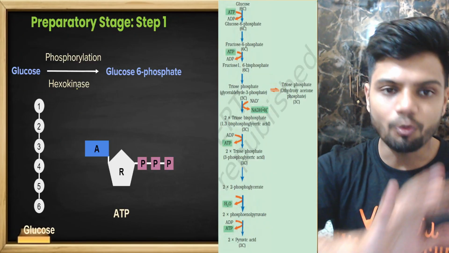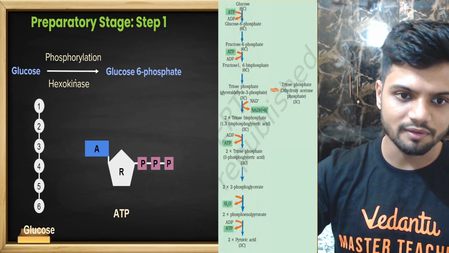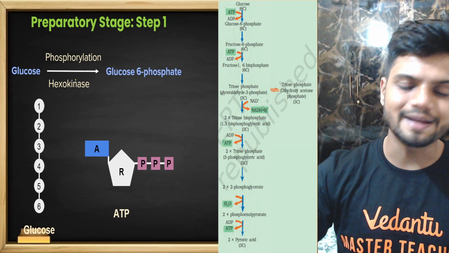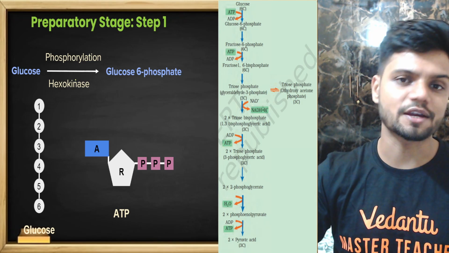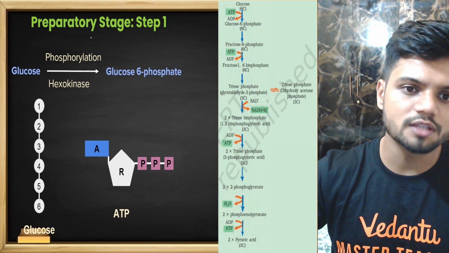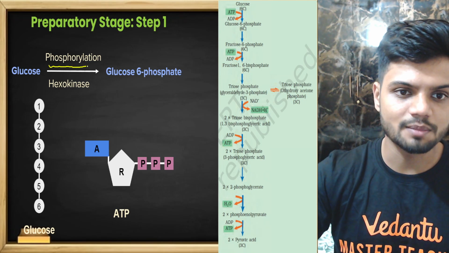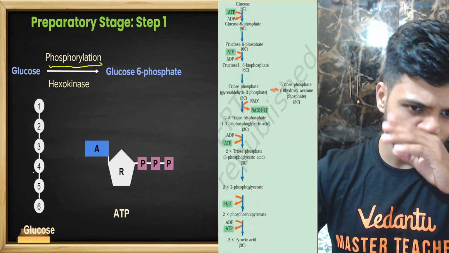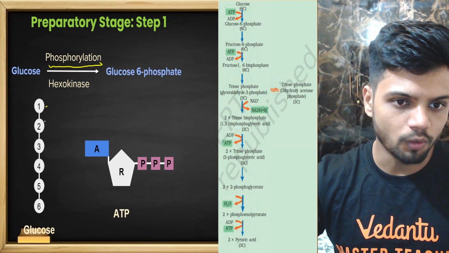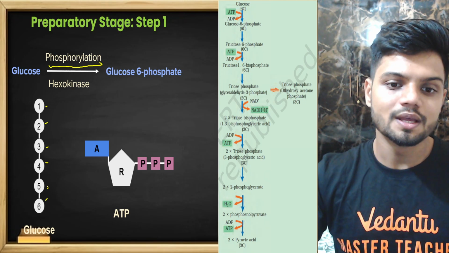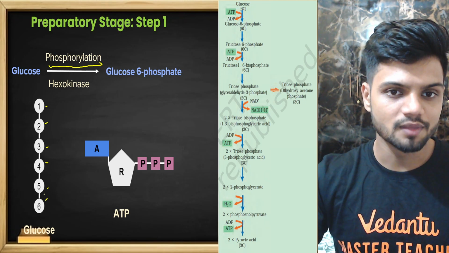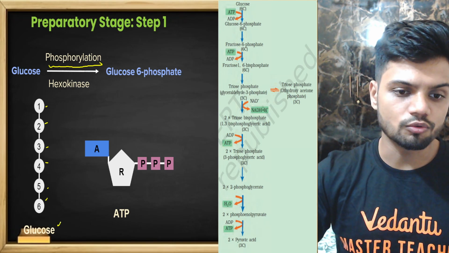Simple. Now, what happens in the preparatory stage? See, I've given very detailed. On the right side, I'll be showing your entire glycolysis. On the left side, we'll be doing the reactions. The first step is called phosphorylation. So all of you know glucose, which is a 6 carbon molecule, C6H12O6.